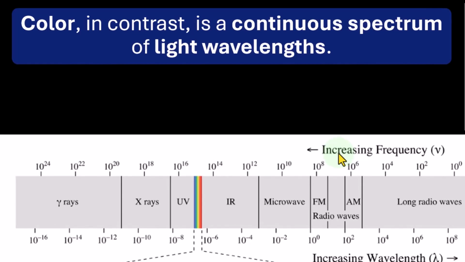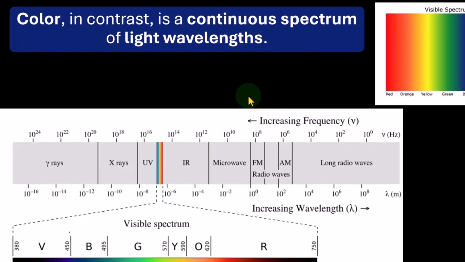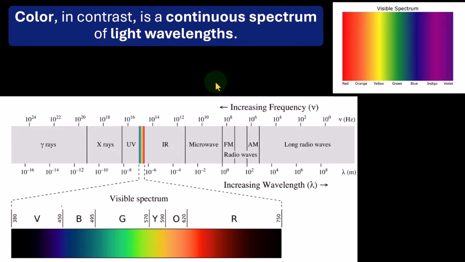Now, color is a little bit different, although similar. Color, in contrast, is a continuous spectrum of light wavelength. So this is basically all of light, right? And our eyes can pick up some component of the light wavelengths.